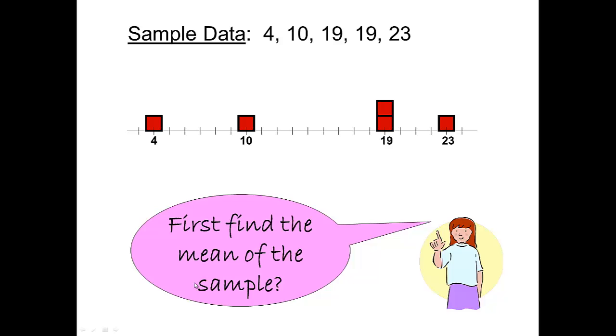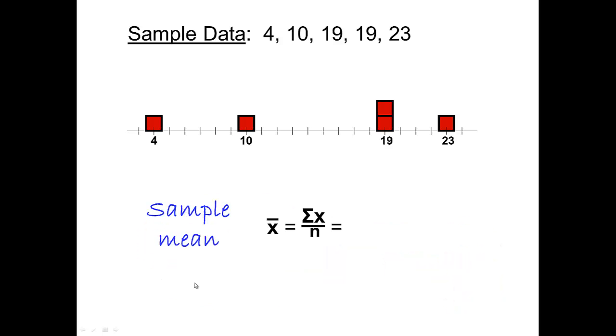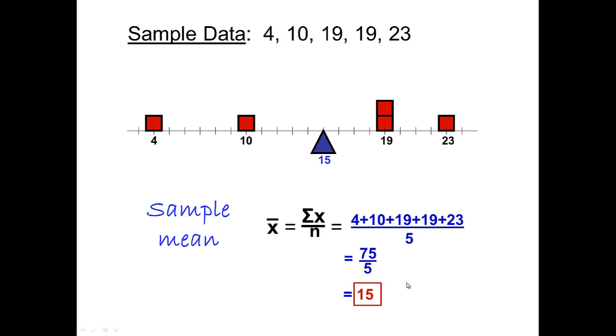First, find the mean of the sample. Sample mean equals x bar, the sum of the x's divided by n. We add the numbers and divide by 5 because there are 5 numbers. That will be 75 divided by 5, which is 15. We represent that on the graph.